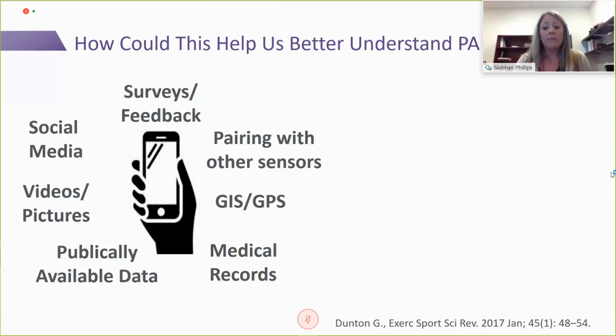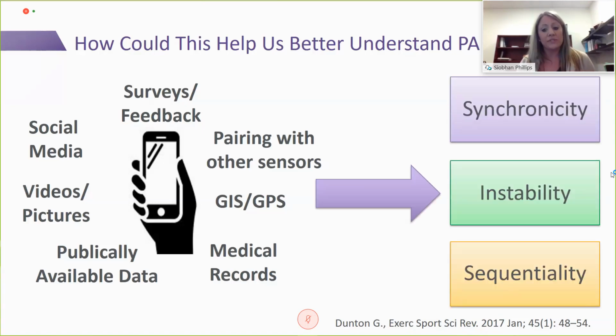And all of this data could potentially help us get at more information about physical activity, including synchronicity, so the extent to which explanatory factors co-occur in time and space with physical activity; instability, so patterns, fluctuations and changes in physical activity and the factors that influence it; and sequentiality, the temporal sequence of antecedents and outcomes of physical activity behaviors. Ultimately, all of these data could help us understand physical activity behavior better, which could lead to the ability to design more effective physical activity interventions.